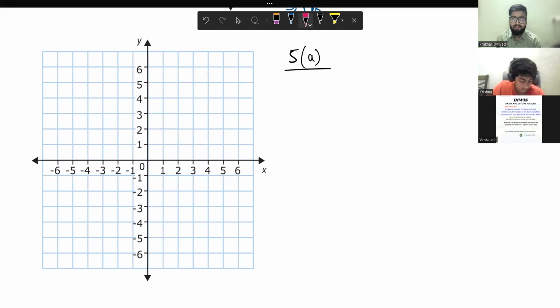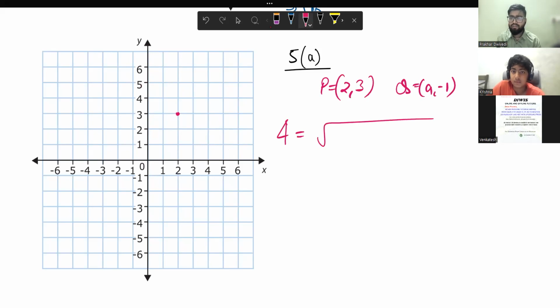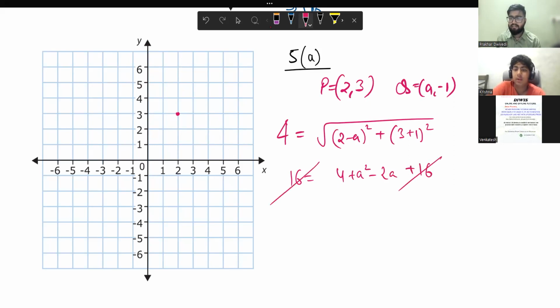Yeah, I know how to solve it. That's why I'm not getting the answer. I'm not telling you that, because I know the key point is 2 comma minus 3. Sorry, 2 comma 3. The Q point is basically A comma minus 1, and the distance is 4 units. That means 4 is equal to the square root of (2 minus A) squared plus (3 plus 1) squared. That means 16 is equal to 4 plus A squared minus 2A plus 16.